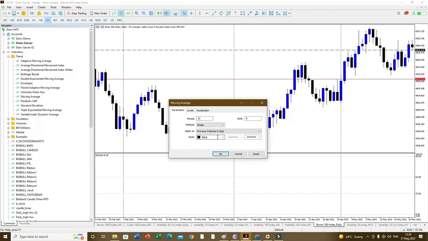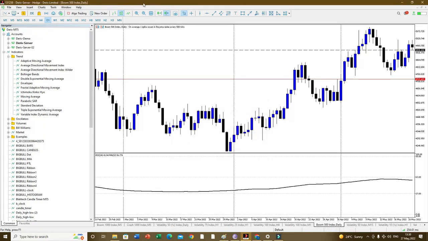Then the style, you just put a black color if your background is white like mine. The shift is going to be 0. Hope it's simple like that. Then the levels, don't mind every other thing, just set it like this. Make sure here you put it as a previous indicator, on the previous indicator data.